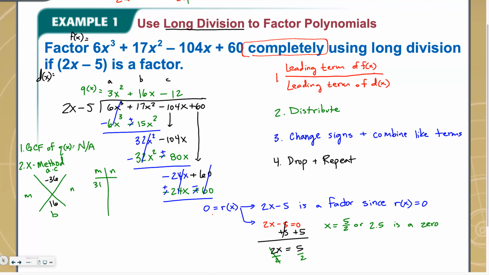I hear 36 and 1. I agree with 36 and 1. I heard 6 and 6. 18 and 2. Okay. I heard 4 and 9. 12 and 3. That's all of them. You got them all now.